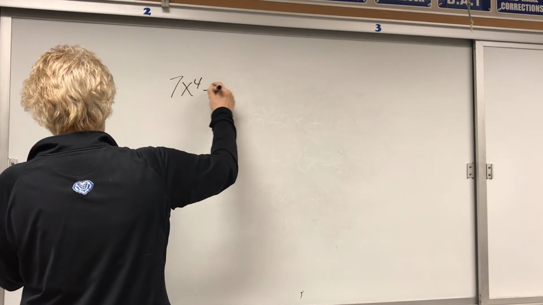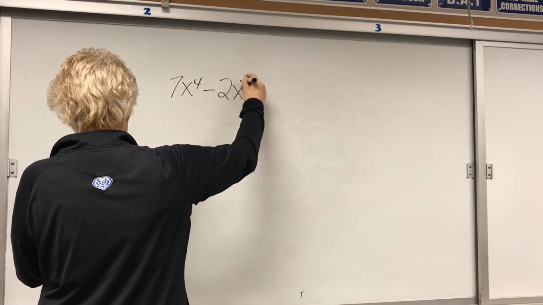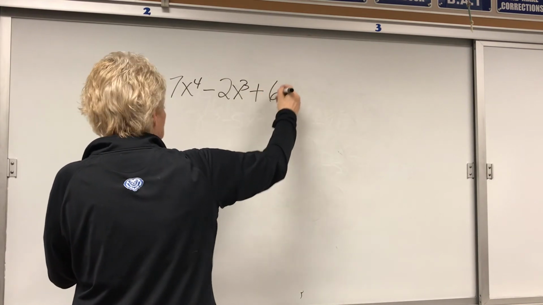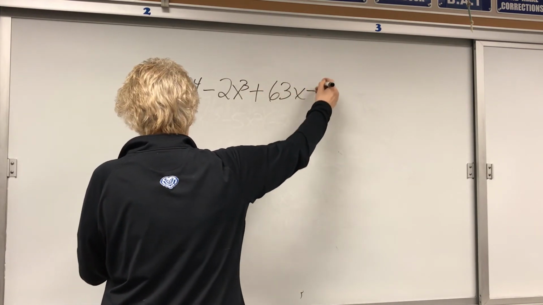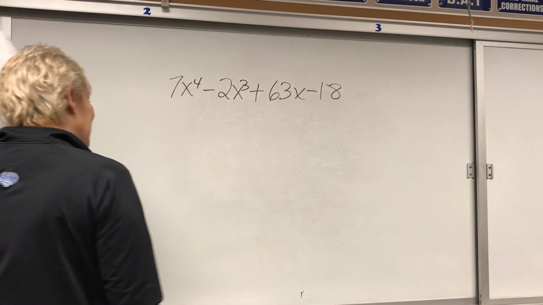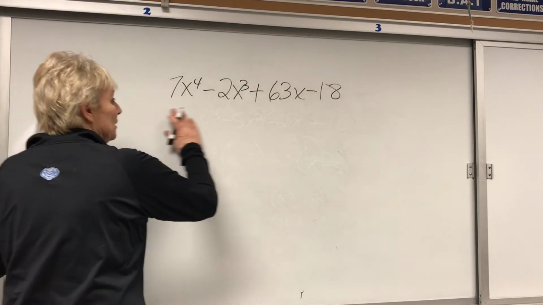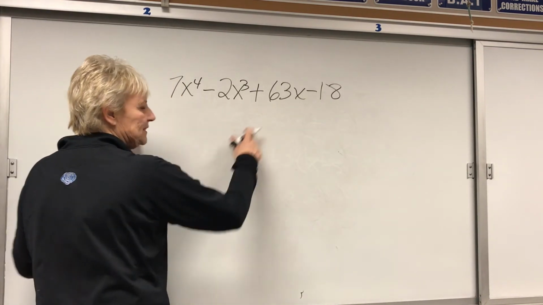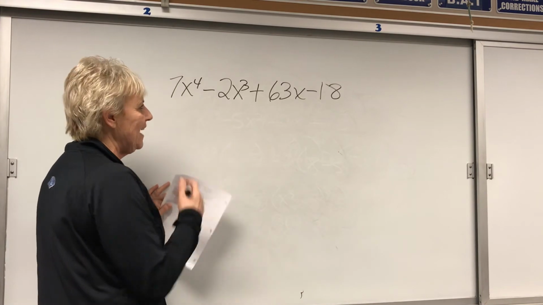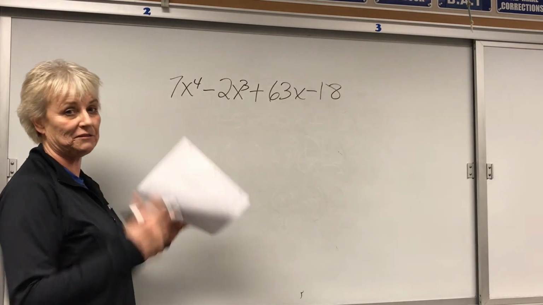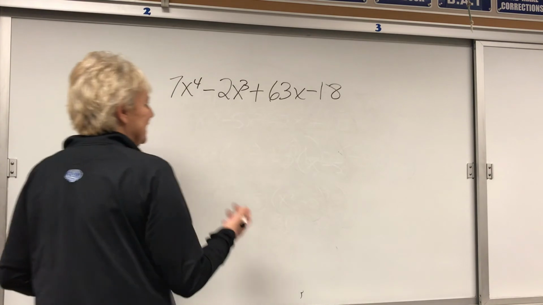7x to the 4th minus 2x to the 3rd plus 63x minus 18. All right. None of them have a greatest common factor. I keep saying that because pretty soon you're going to have a greatest common factor for all four that you have to pull out first. But not yet. We're not ready.